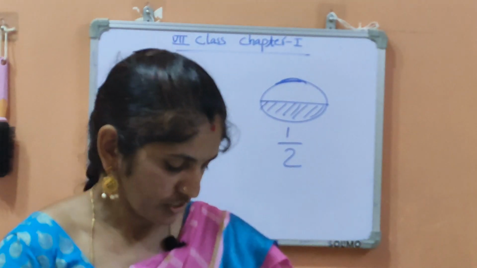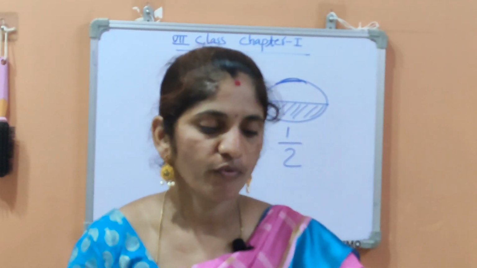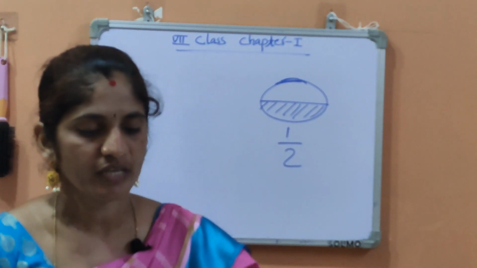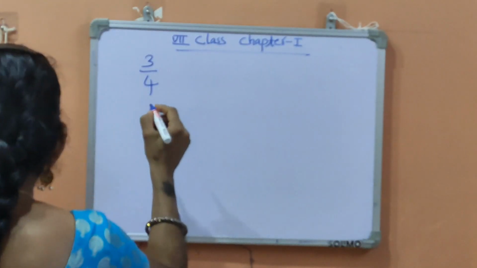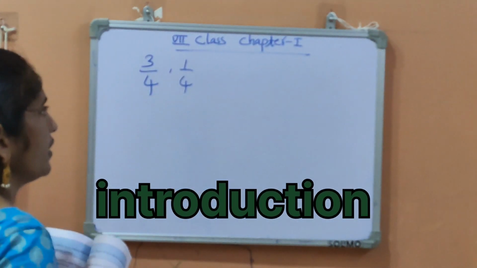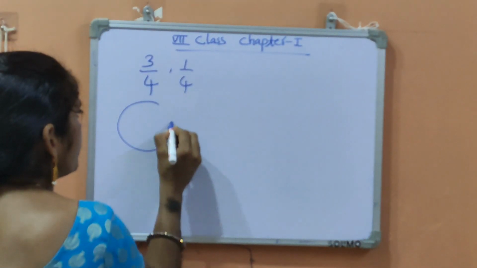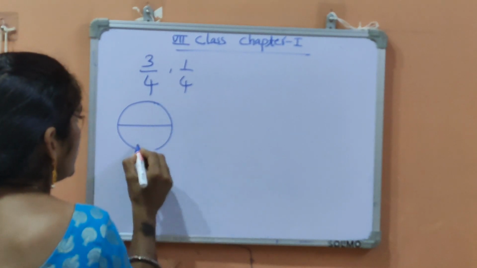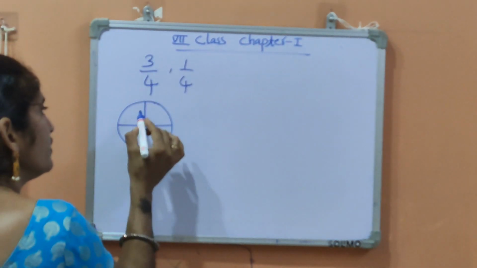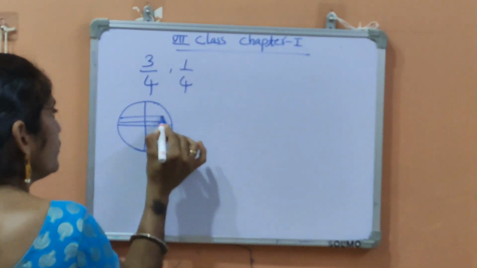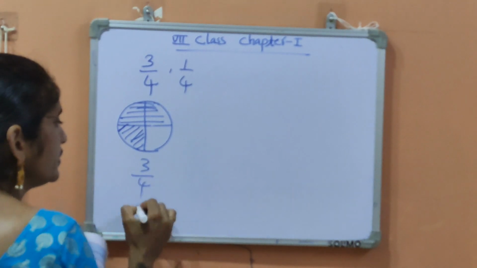So, page number 54, Try This, we are going to discuss. Represent 3 by 4, 1 by 4 in different ways by drawing different figures. Justify your representation by checking with your friends. Show 3 by 4 and 1 by 4 in pictorial form. So 3 by 4 means how can we show it pictorially? If we take one circle, we divide it into 4 equal parts, and what is the numerator? 3. So we are going to shade 3 parts. This is 3 by 4.